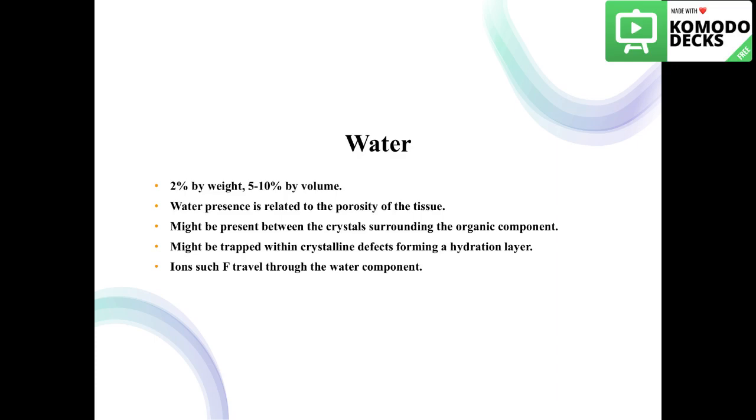Water is present in enamel at 2% by weight, 5 to 10% by volume. Water presence is related to the porosity of the tissue because it can be found between the crystals surrounding the organic component. It can be trapped within the crystalline defects, forming a hydration layer. Ions such as fluoride travel through the water component.